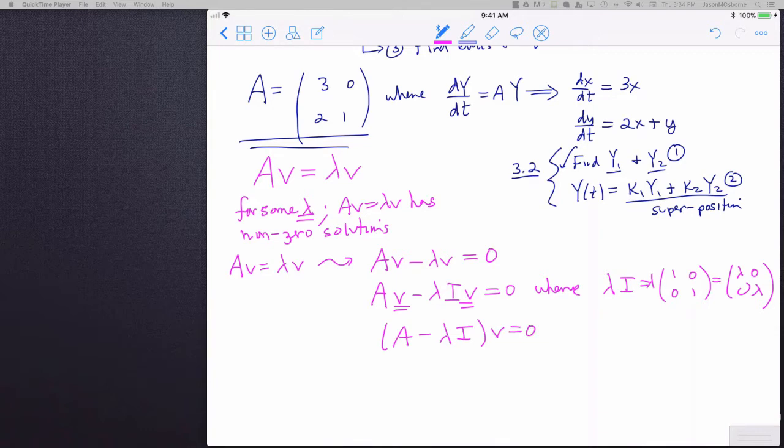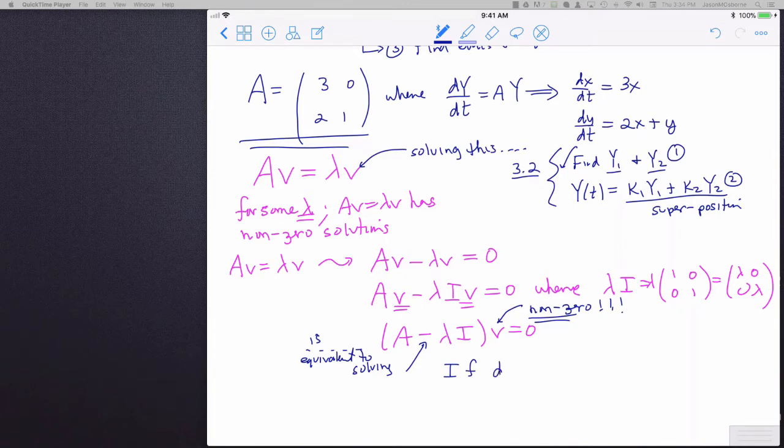And we would say that solving this equation is equivalent to solving this equation. Okay? And remember that we're looking for a non-zero solution. That is the goal here. The only way you're going to get a non-zero solution is if, from the determinants video, the determinant of A minus λI is in fact equal to 0.